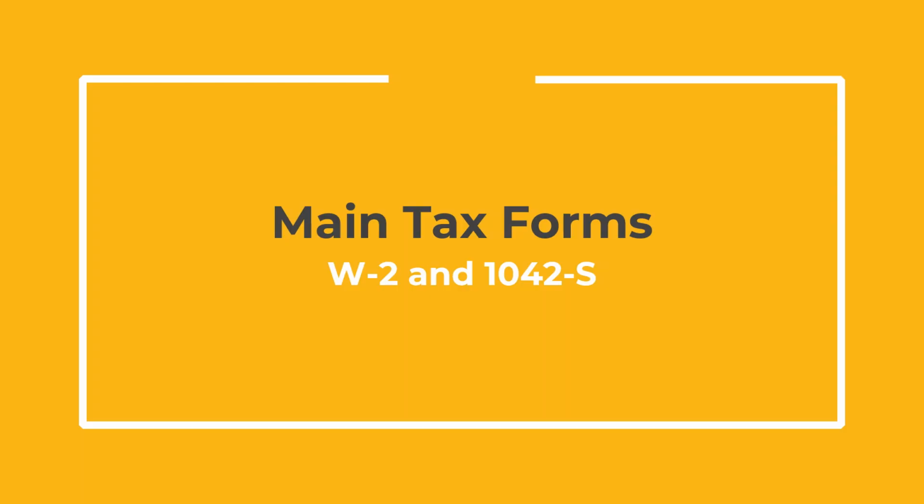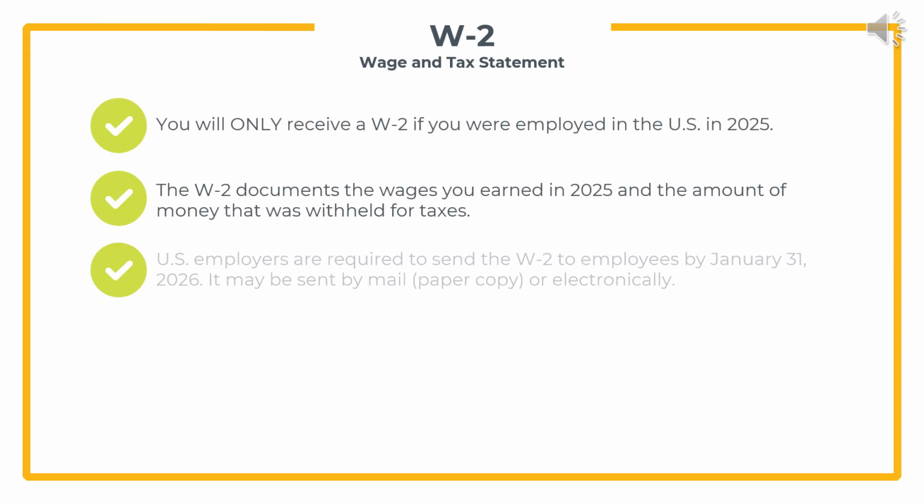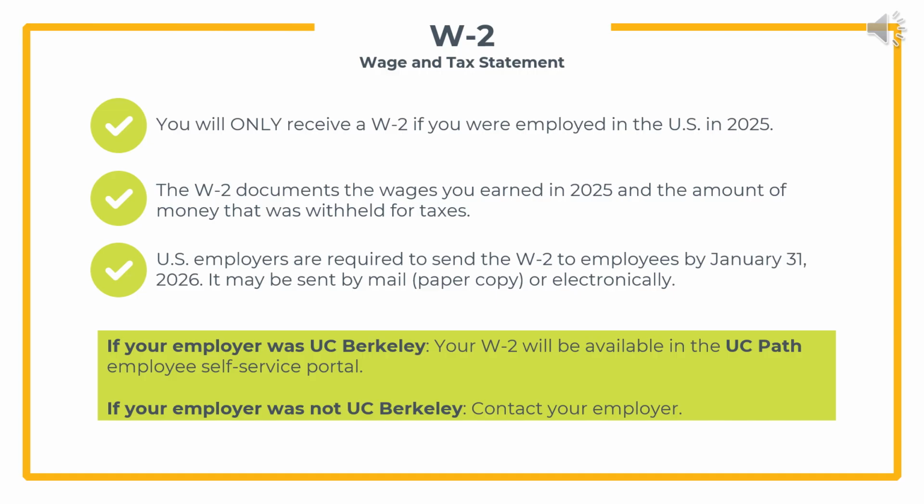The main tax forms you may receive are the Form W-2 and the Form 1042-S. You will only receive the W-2 if you were employed. The W-2 documents the wages you earned and the amount of money that was withheld for taxes. U.S. employers are required to send the W-2 to their employees by January 31st. It may be sent by mail or electronically.